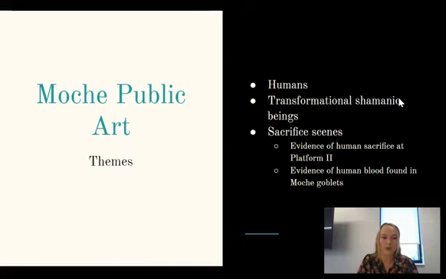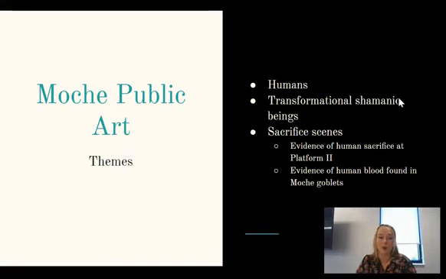So let's talk a little bit about some of the themes that we see in Moche public art. Of course, with those gigantic pyramidal forms, we definitely have some references of intimidation. Those are very impressive. In their very worn out state, they literally still look like mountains. But of course, back in the day, they would have been brightly painted, covered with large buildings and structures. So there's definitely a bit of intimidation that we see in Moche public architecture.